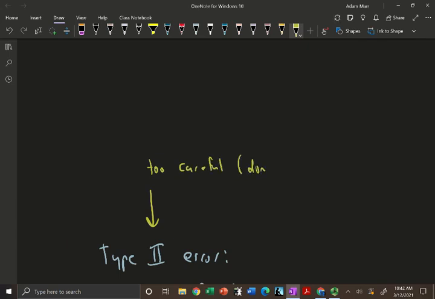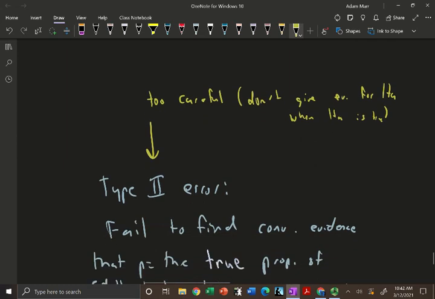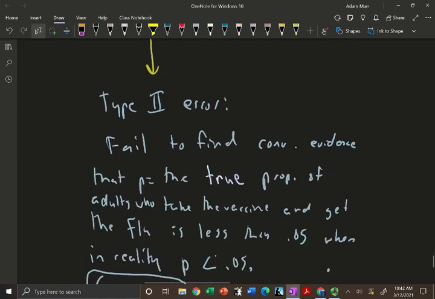That's right here. You don't give evidence for the alternative when the alternative is true, is actually going to be true. All right, so let's take a look right here. In this case, we fail to find convincing evidence that P, the true proportion of adults who take the vaccine and get the flu, is less than 0.05, when in reality, the true proportion is less than 0.05.